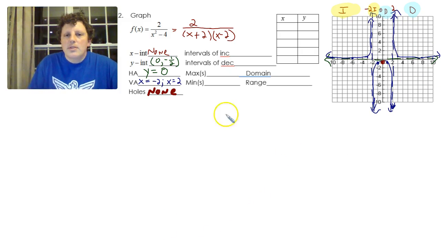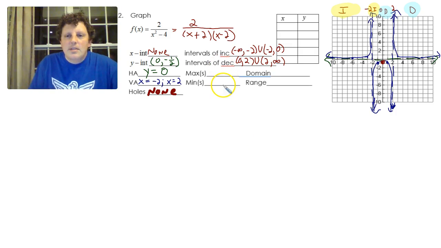So intervals of increase are going to be from -infinity to the asymptote of -2, union, -2 to 0. Everything gets parentheses, right? Intervals of increase and decrease always get parentheses. The decrease, we're going to start at 0 to the asymptote of 2. We're going to union that from 2 to infinity.